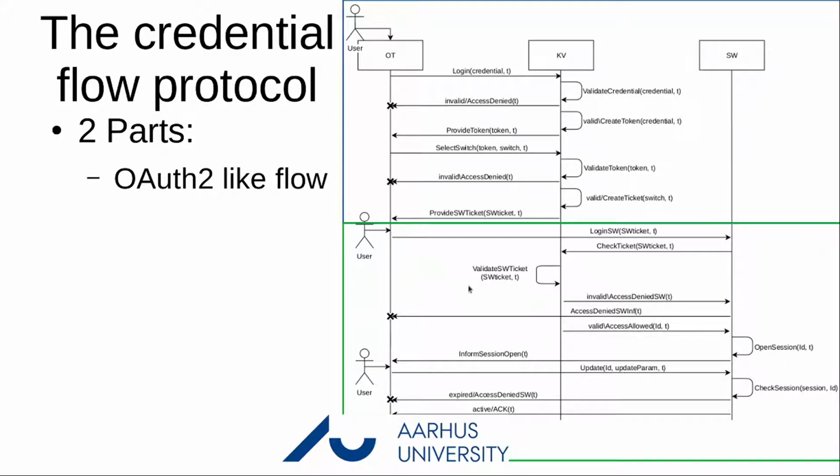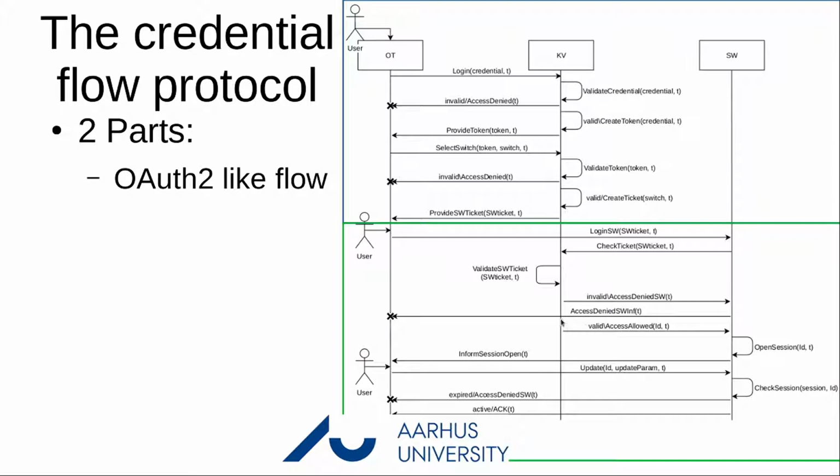So with the possession of the ticket, the user can then at some point decide, okay, it's time to log in to this switch, and initiate the login with the access ticket. The switch then sends this ticket to the key vault in order to validate it, where the key vault is actually aware of this ticket. It has some expiry time, it has some identity, so the key vault knows that, okay, it was actually issued by the key vault.